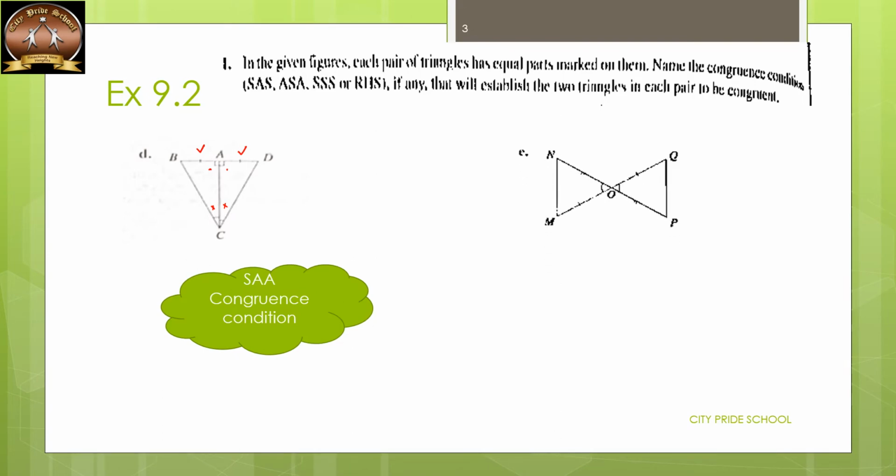Now here you can see that we have two triangles, and it is told that this angle is equal to this. So it would also be equal, because they are vertically opposite angles, and MO is equal to QO. And this one, that is NO, is equal to OP. So these two triangles will be congruent by ASA congruence condition.